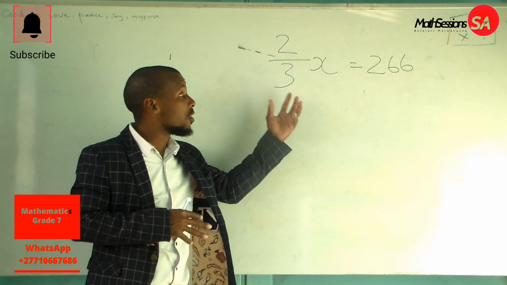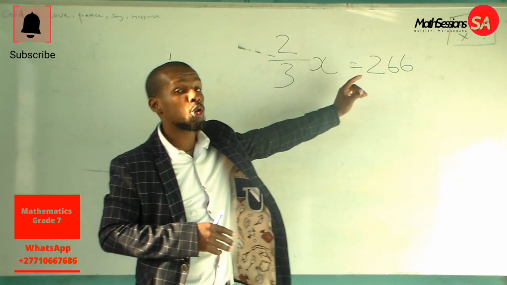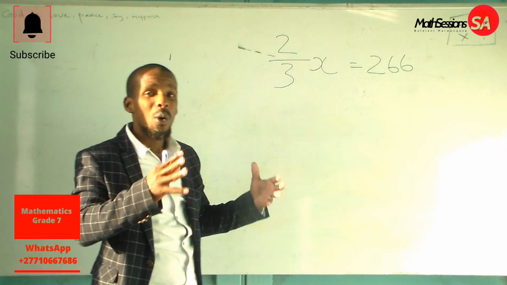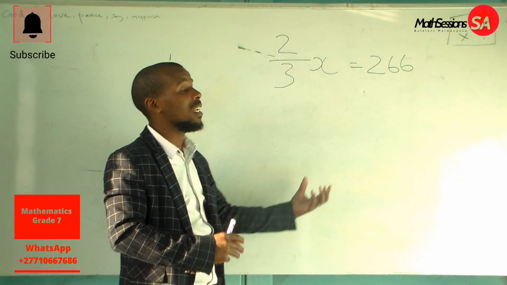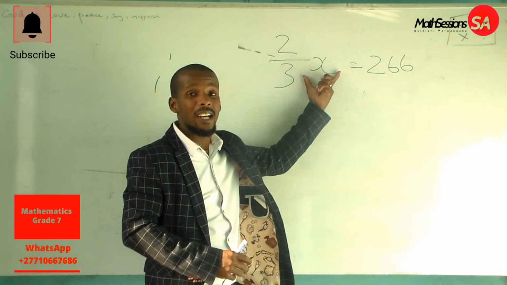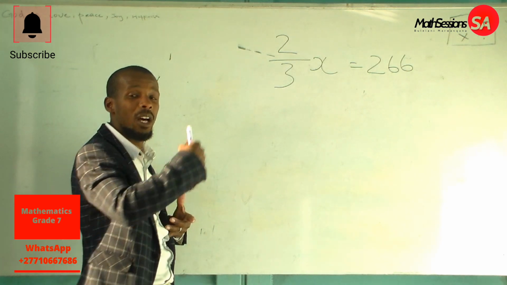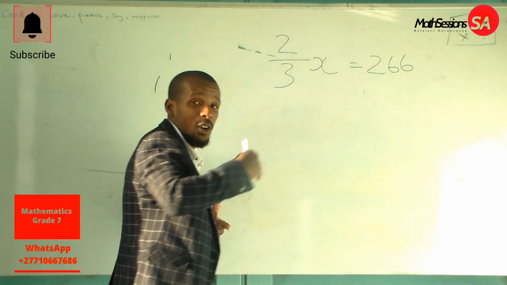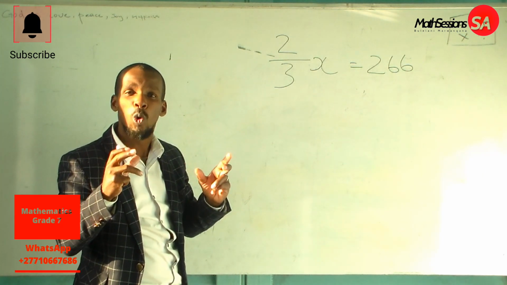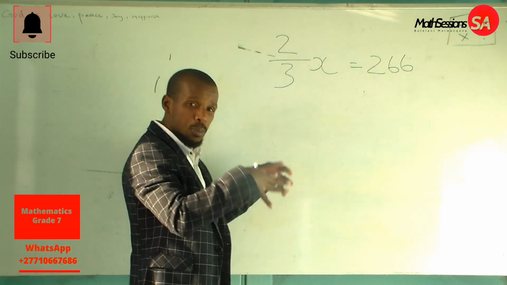So we have this equation here, which is 2 over 3x is equal to 266. When we are solving equations, we are basically trying to leave x alone on one side of the equal sign, and leave the numbers, or a constant, alone on the other side of the equal sign, which will be the value of x. So now, let's break it down.